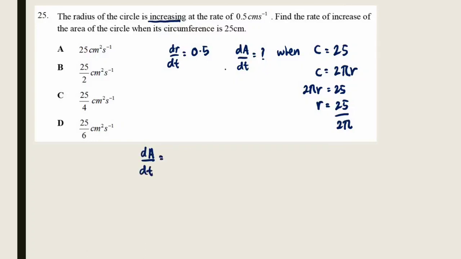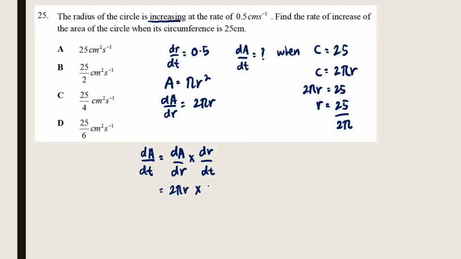So let's come up with our chain rule for dA over dt. If you check your formula for the area of a circle, it is given by pi r squared. If we differentiate this, taking dA over dr, we are going to get 2 pi r. So dA over dt is dA over dr times dr over dt. dA over dr is 2 pi r, times our dr over dt, which is 0.5. Because this is just an objective question, you can directly substitute 2 pi, and then r that we want is 25 over 2 pi.